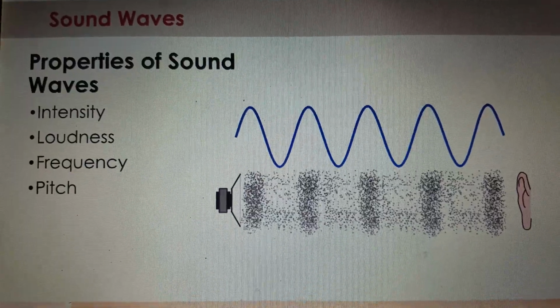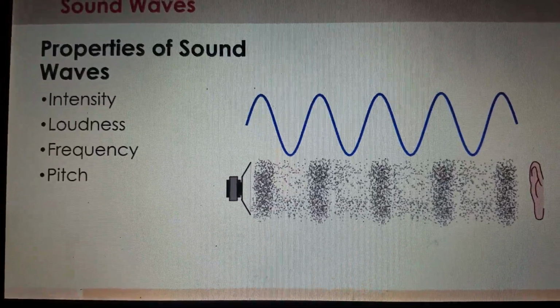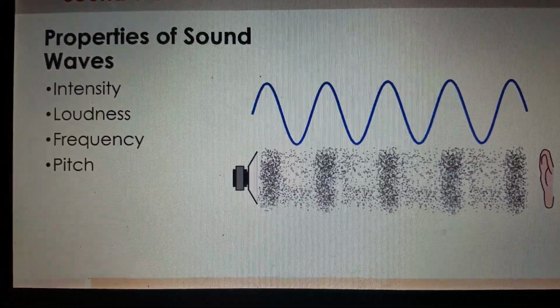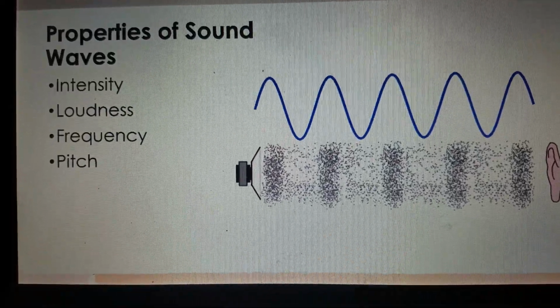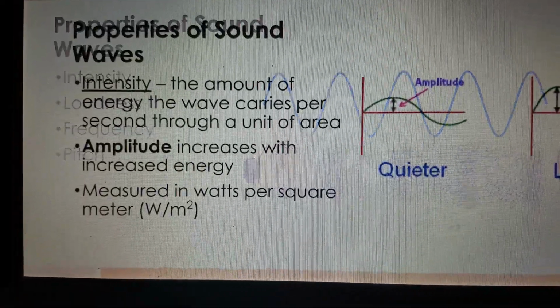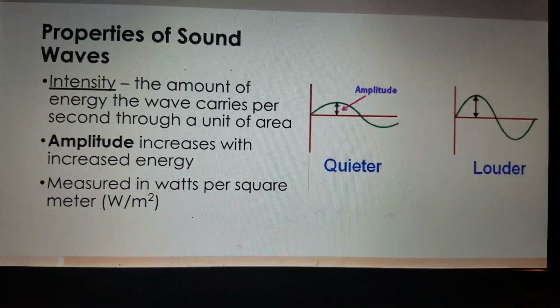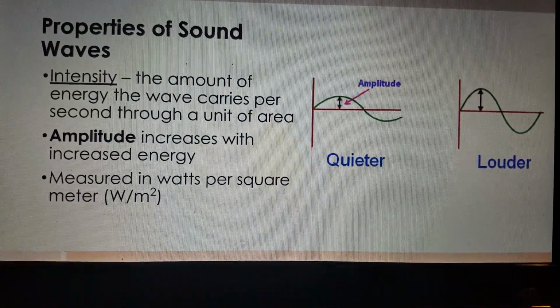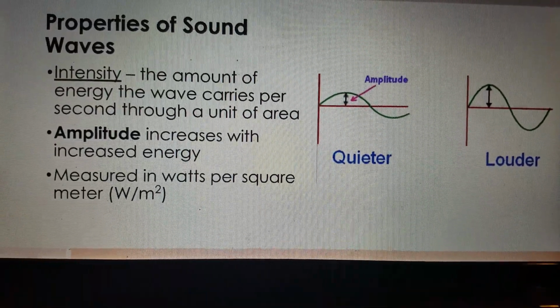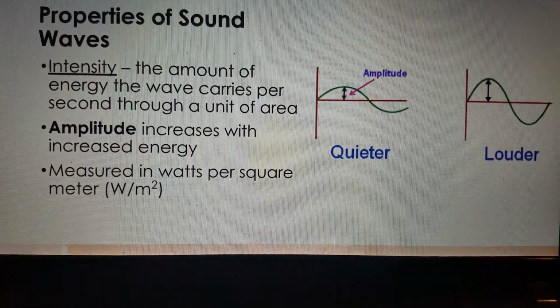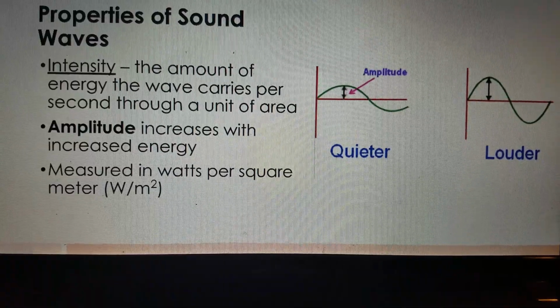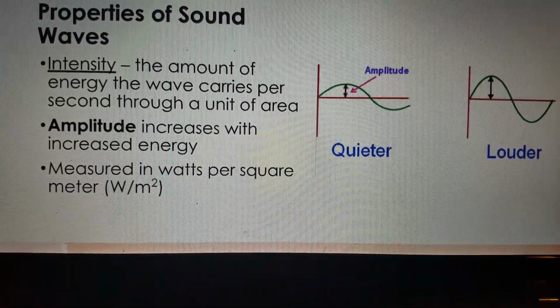So 4 properties of sound that we are going to look at are intensity, loudness, frequency, and pitch. So intensity is the amount of energy that the wave carries per second through a unit of area.